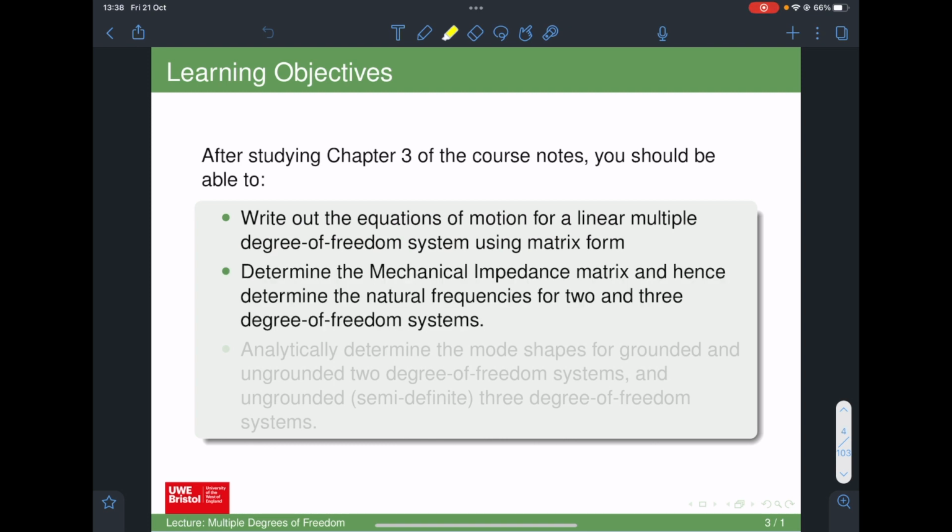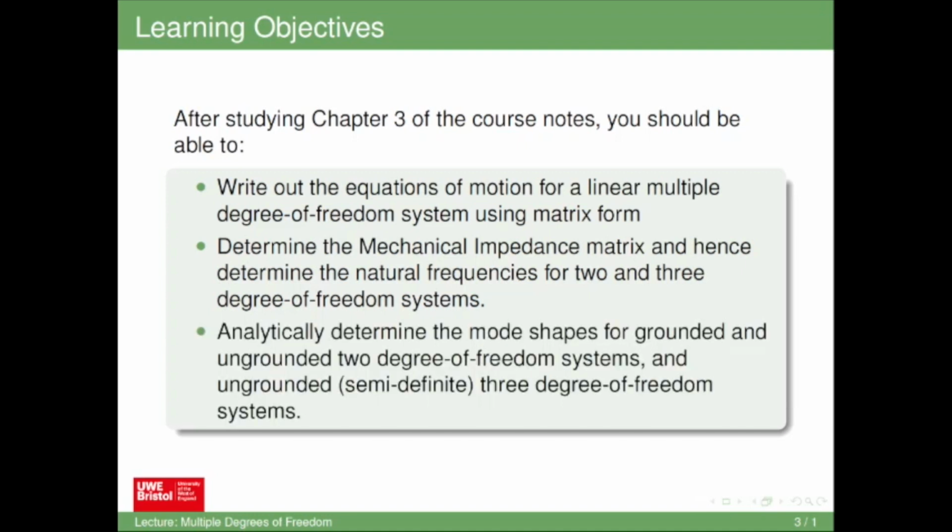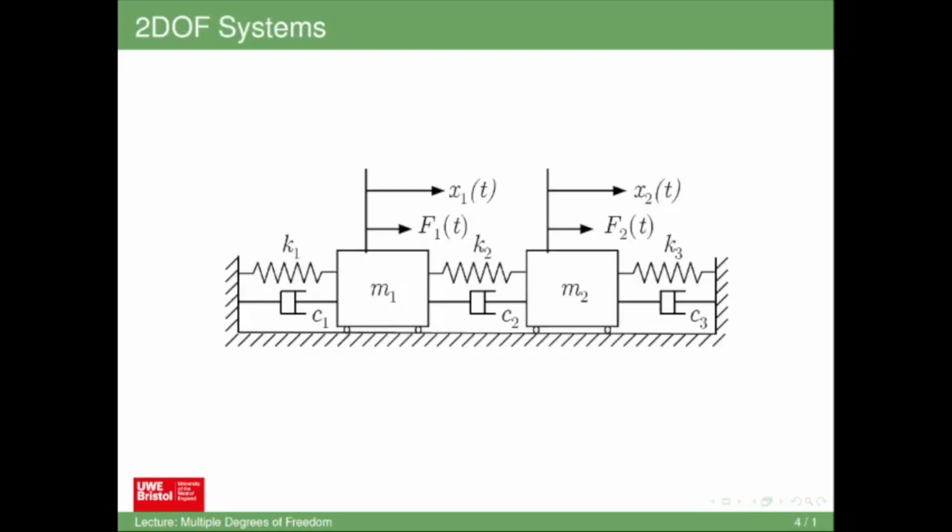Then you can determine the mechanical impedance matrix and take the determinant of it to work out natural frequencies for 2 and 3 degree of freedom systems. Then I'll teach you how to do that by hand. Next week, that's when we're covering this stuff. I shall show you how MATLAB can do it, and then also work out the mode shapes for grounded and ungrounded 2-degree of freedom systems and ungrounded semi-definite systems. Some of these words may be familiar to you from last year when you were doing this sort of stuff with Gary, but we'll get there because we're enhancing all that.